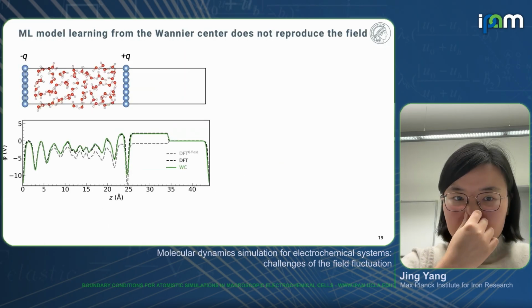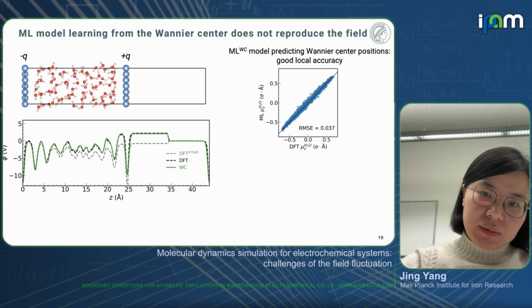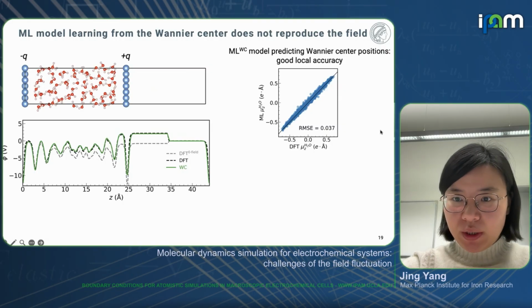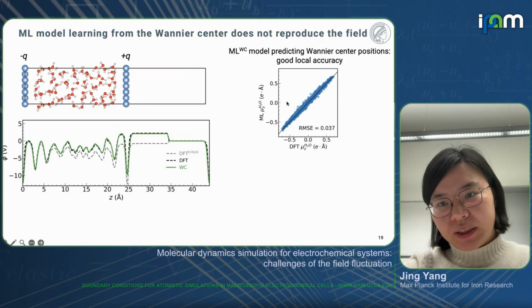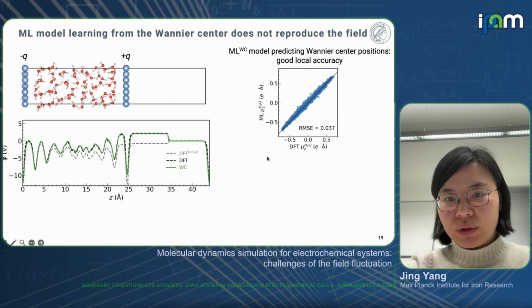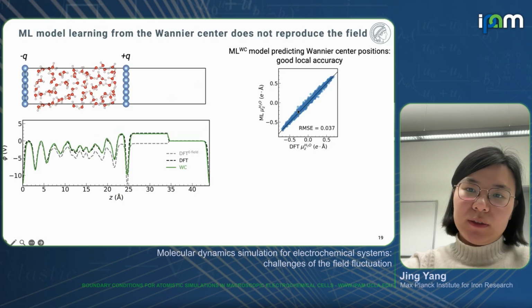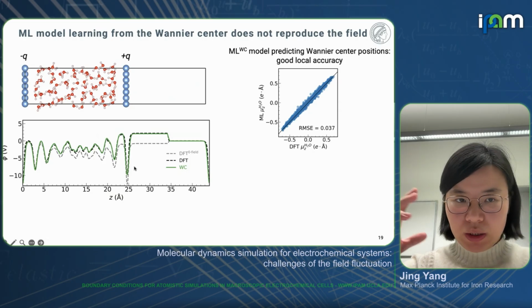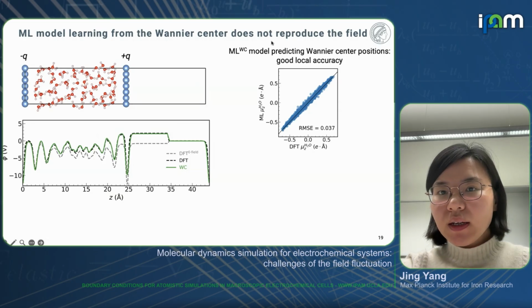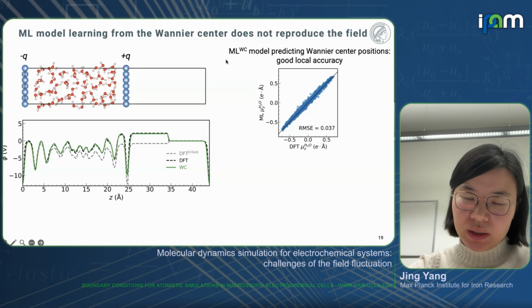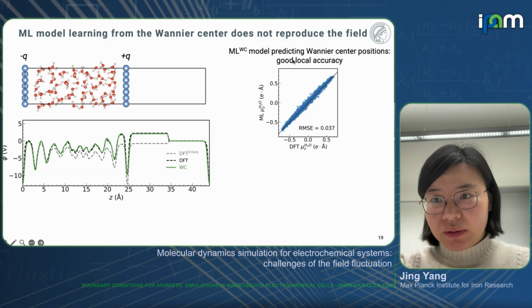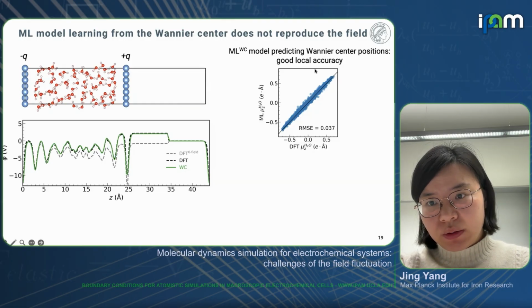So now what we did, similar to the deep potential model, is that we trained a machine learning model that would predict the individual water molecule dipole from this data set where you have this applied field across the water slab. And our machine learning model, which I write here as ML Wannier Center, can predict the Wannier Center positions with very good accuracy.